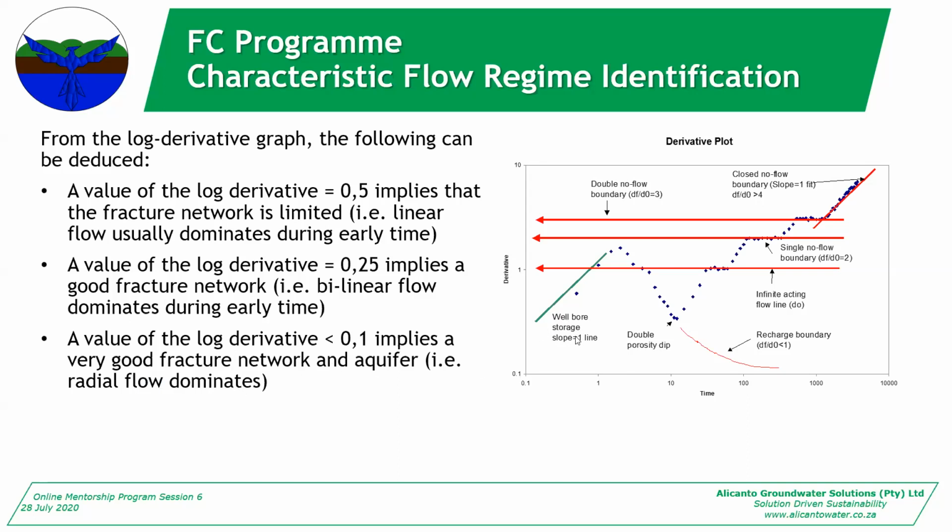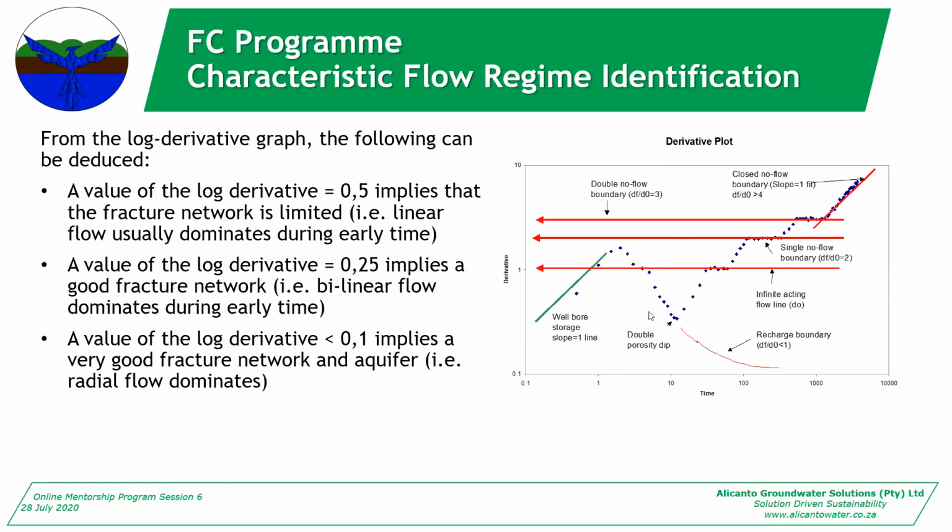So here we go, a slope of 1 in early time is your wellbore storage. And you've got double no flow boundary, single no flow boundary. You see how it flattens out here. And then your closed no flow boundary is where you get a slope of 1 in late time. So that's where you're dewatering it. Think about what's happening in the borehole. Your water level is dropping, your drawdown is increasing, so you're going to get this straight line, and that shows you a closed no flow boundary.